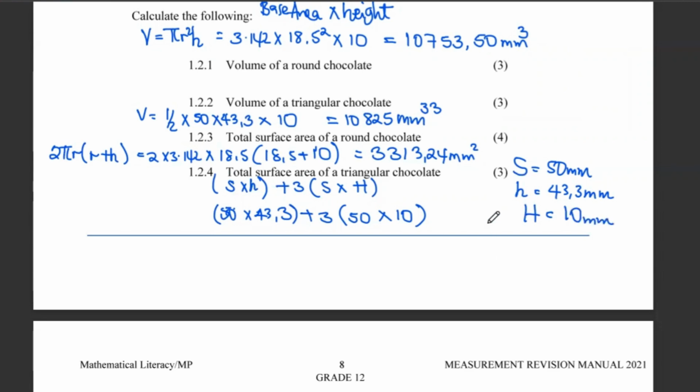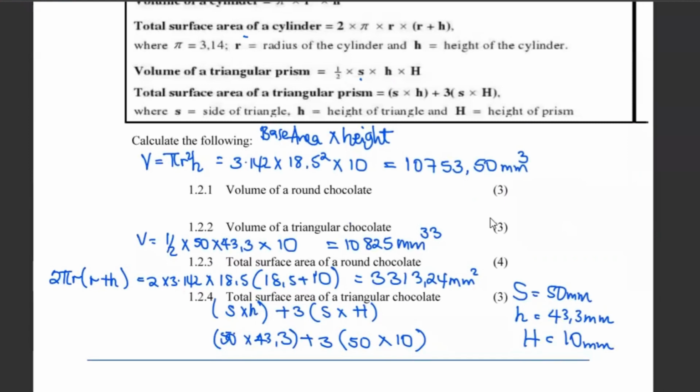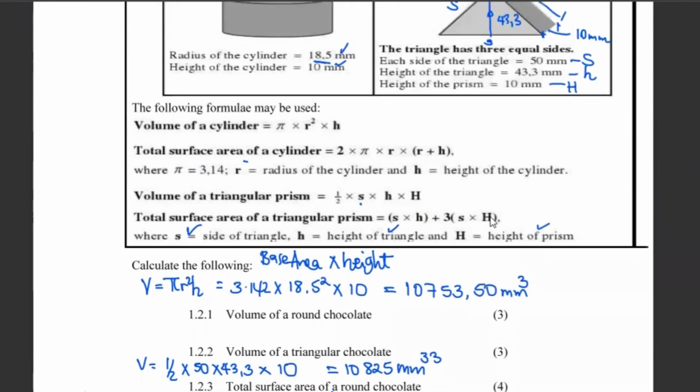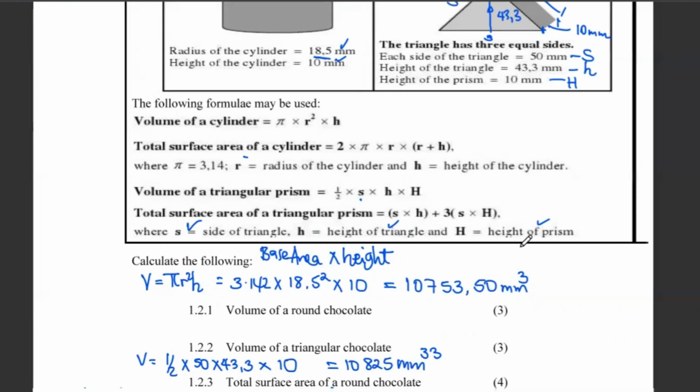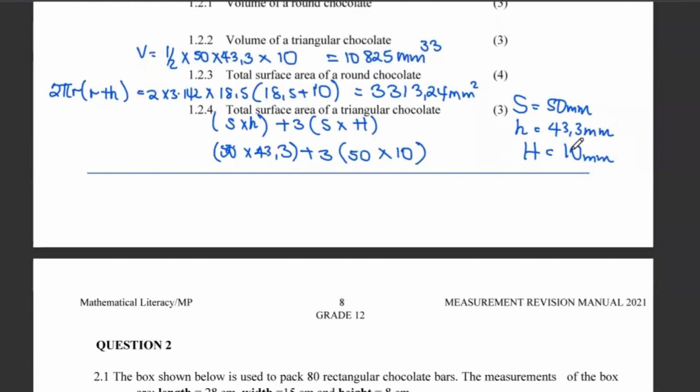Why am I saying that? Because they have already defined them down here. S, the side of a triangle. H, the height of the triangle. Capital H is the height of the prism. Come here and you see side of the triangle. So here S is 50. The small h, height of a triangle. You see what it is. Then you come here and you say height of the prism. That's what I followed. Then I summarized, put them down here, and went ahead and substituted.